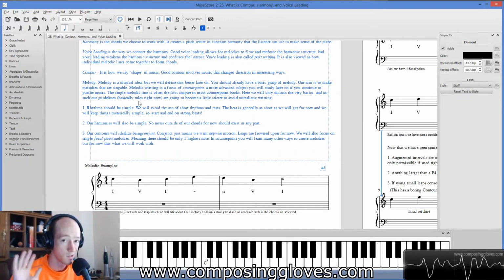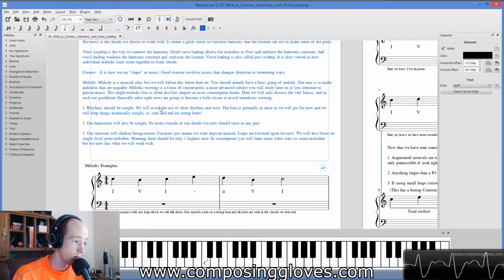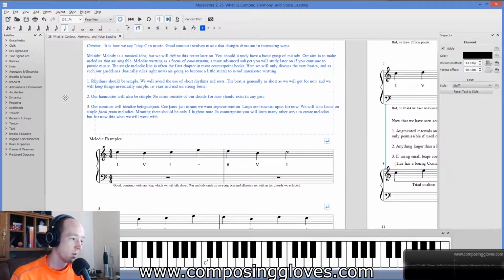Guidelines, basically to us, the rules, but they're really guidelines because it's music, it's art. We're going to become a little stricter to avoid unrealistic writing. Again, we want it to have singable things. We want to be realistic here. Unrealistic stuff is uncool. Well, unrealistic stuff could be cool under the right context, but for now, to us, it's uncool. So we say rhythms.